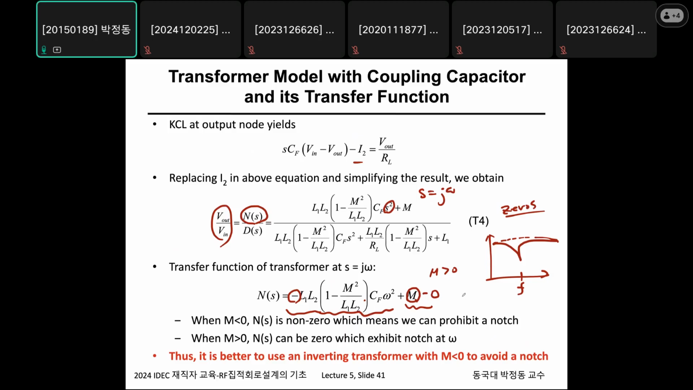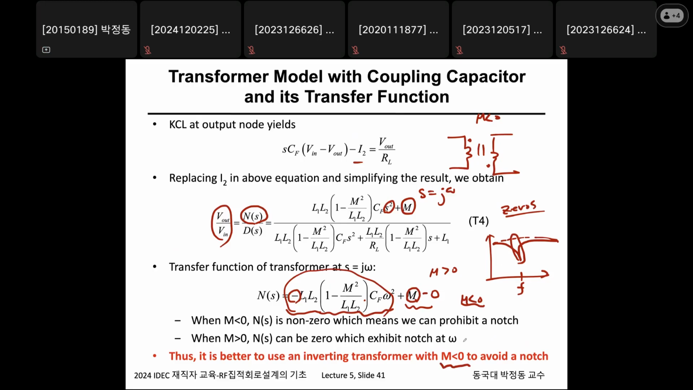However, if you set M less than 0, which is something like this, since this is less than 0, this is less than 0, minus plus minus is always minus. It cannot make any notch. Therefore, we conclude that M should be negatively coupled. M should be negatively coupled.